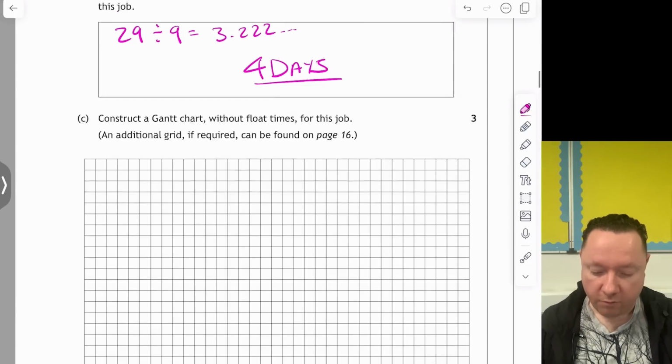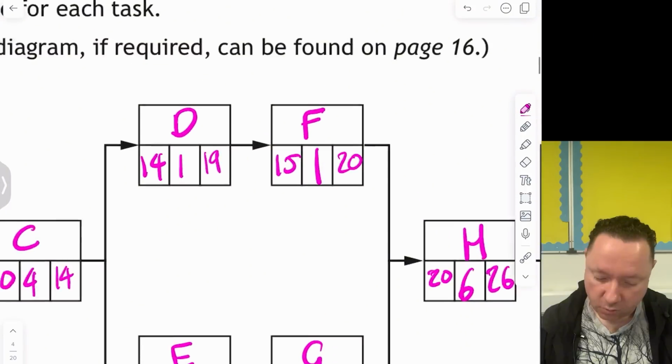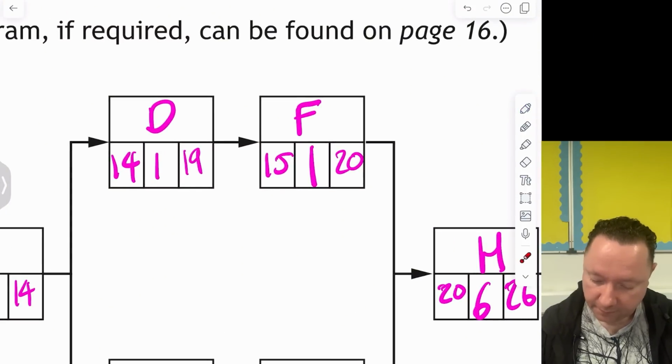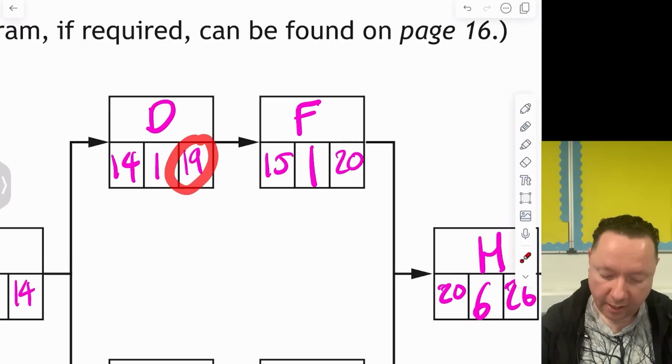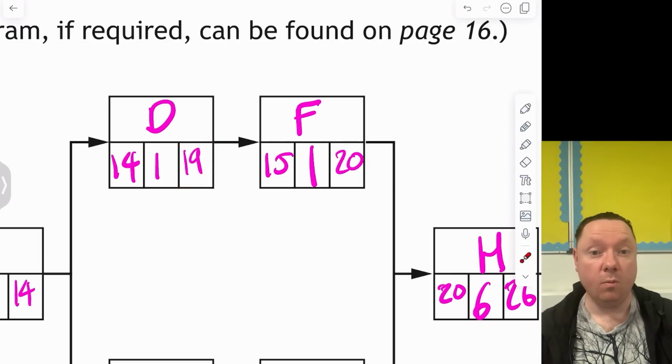Construct a Gantt chart without float times for this job. Well, the float time is when, if you look at a task like D, it starts on day 14. It is expected to last a day, but you can actually take your time and end at the end of day 19 if you want. So it's got float time in it of 4 hours.